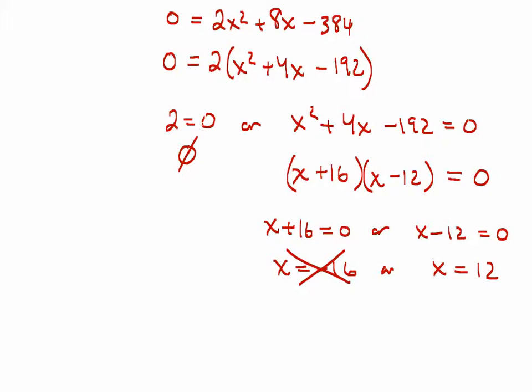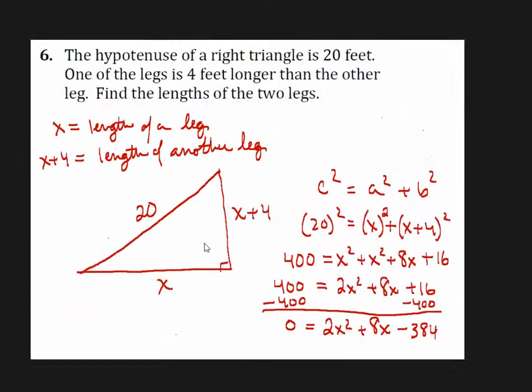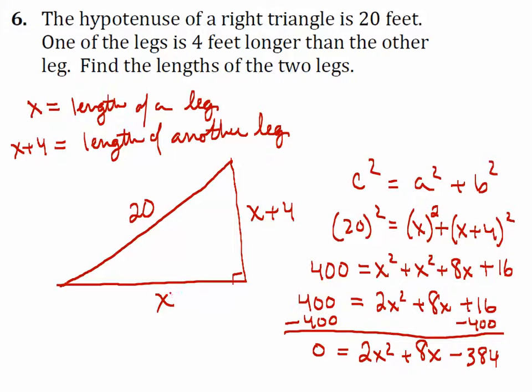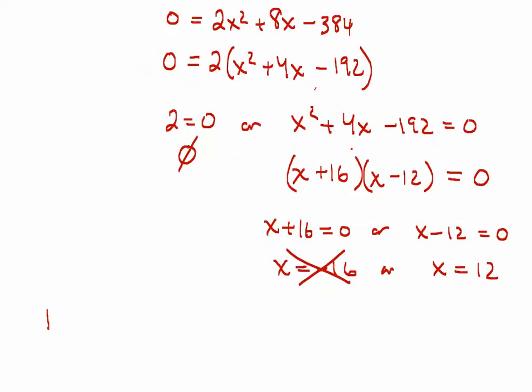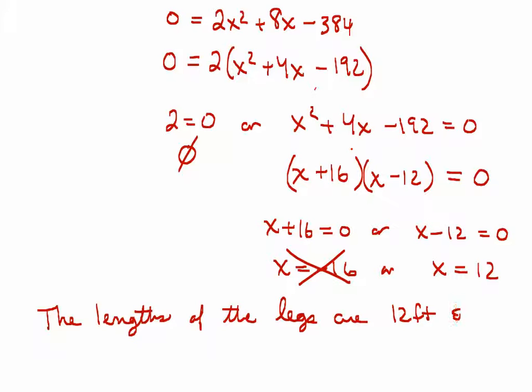Going back to our diagram, and sorry, let me wait a little bit here. Some people are writing stuff down. Alright, since 12 is the only answer, going back to our previous slide again, if this is 12, then this has to be 12 plus 4 or 16, so there's my two sides. So going back to the original problem, going back to the diagram, or going back to your definition of what is what, we have to say that the lengths of the legs are 12 feet and 16 feet. There, the answer's there.